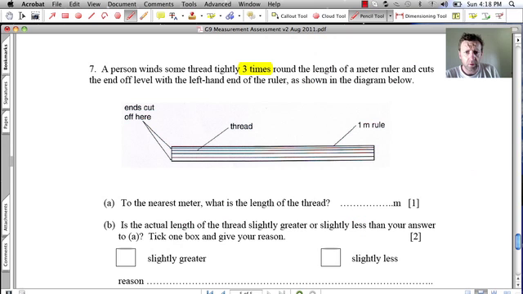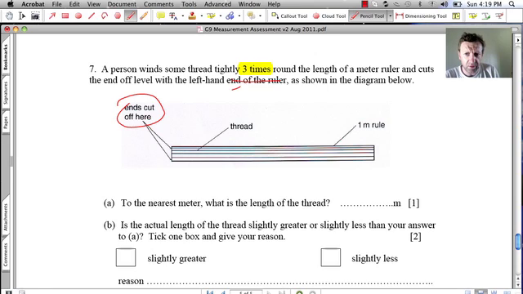Alright, question number 7. A person winds some thread tightly 3 times round the length of a meter ruler and cuts the end off level with the left hand end of the ruler. Okay, so that's here. As shown in the diagram below. So it's going to wrap round 3 times.